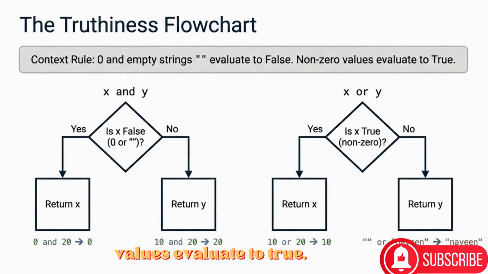In Python, zero and empty strings evaluate to false, while non-zero values evaluate to true. The and or operators use this truthiness to determine which value to return, often returning one of the operands.